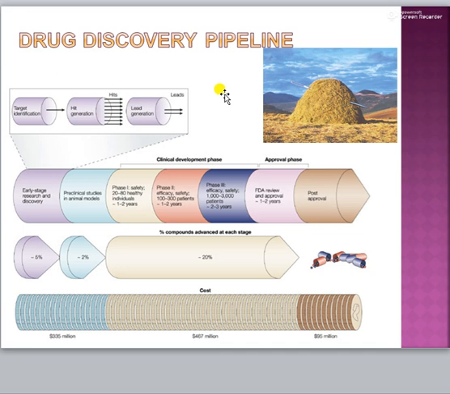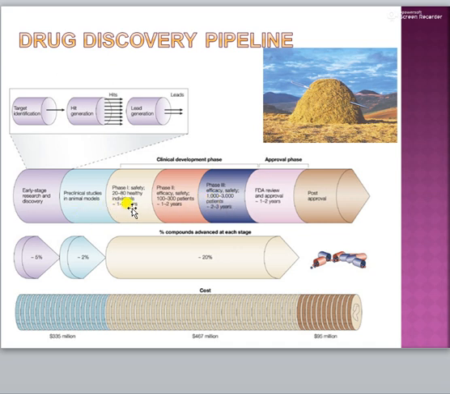After the lead molecules are found, what happens? You need to do clinical trials. First, preclinical studies have to be done in animal models. After that, clinical trials will be done. The first phase will include about 20 to 80 healthy individuals. The second stage has about 100 to 300 patients. Then it becomes again 1,000 to 3,000 patients.